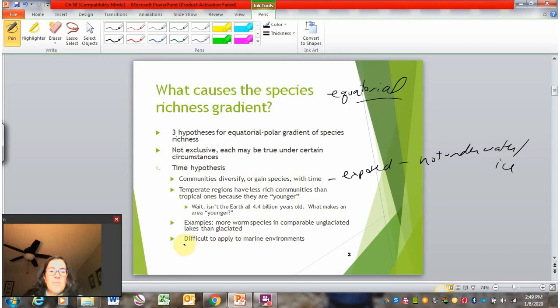Now, the drawback to the time hypothesis is that it really doesn't make sense with marine environments. The ocean is always underwater, and you don't see a significant difference in ice. You might have ice floating on the top, but that's not impacting the richness in the water. And so this suggests that some other explanation must exist for marine environments, because we still see an equatorial trend for oceans.